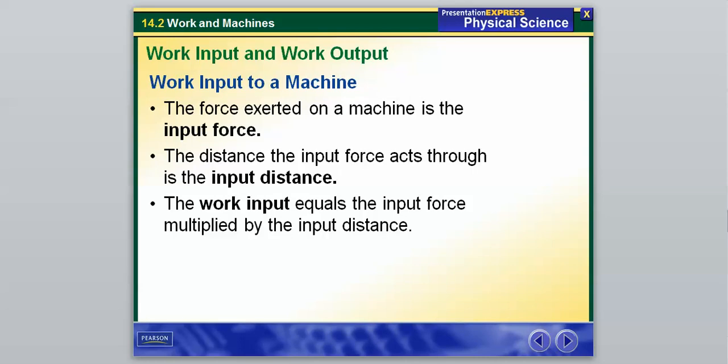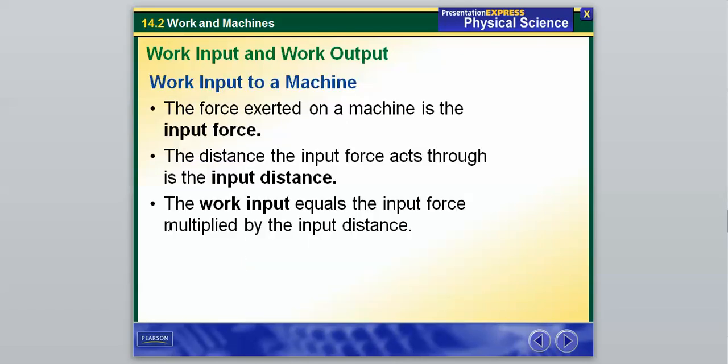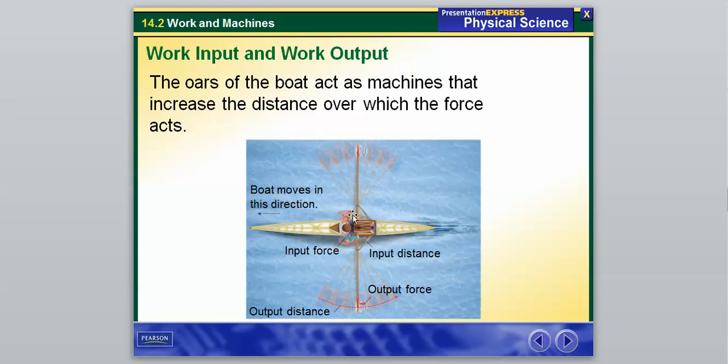And so the force exerted on a machine is the input force, so what you put into it is the input force, and the distance that the input force acts through is known as the input distance. So that's pretty simple. Our input distance, where was that on our picture? Right here. The input distance was how far the oars moved initially, how far you actually move them, and our input force is right here. And then the work input equals the input force multiplied by the input distance. So we multiply these two together and we get our work input. You multiply these two numbers, and that's how much work this rower actually put into the oar right there.